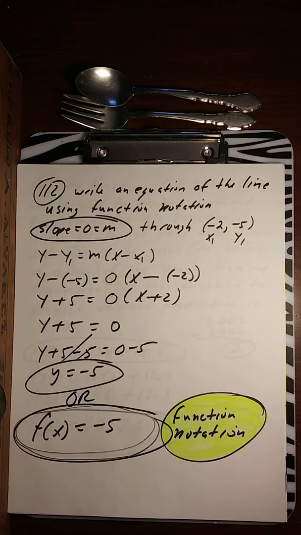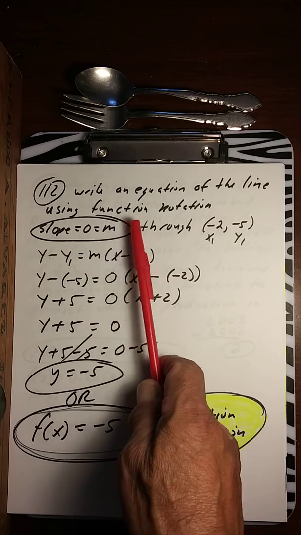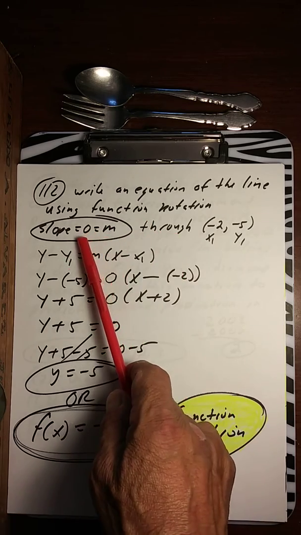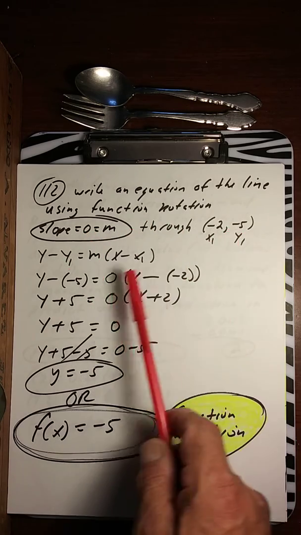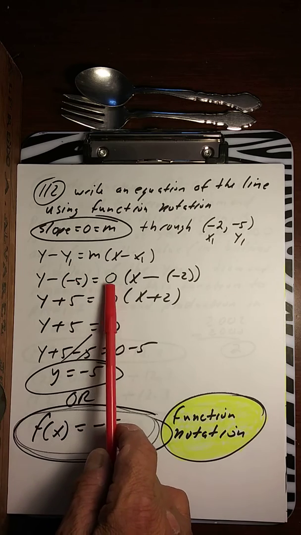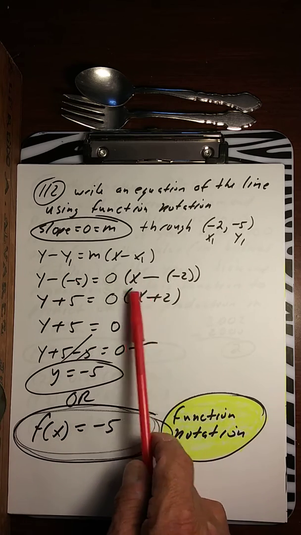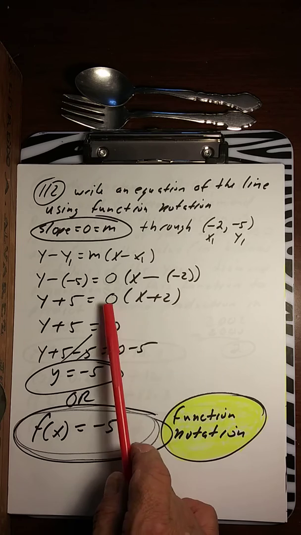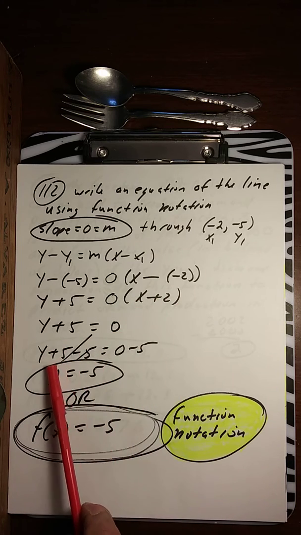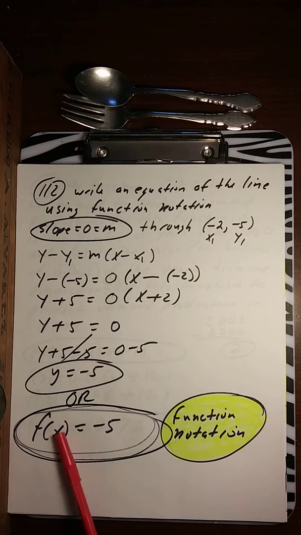Yes. Write the equation of the line using function notation. All right, so we have a point and a slope, and we have a point x1, y1. So y minus y1 is m times x minus x1. 0 times that, that's going to be 0. Minus 5, so y equals negative 5. Or f of x equals what?